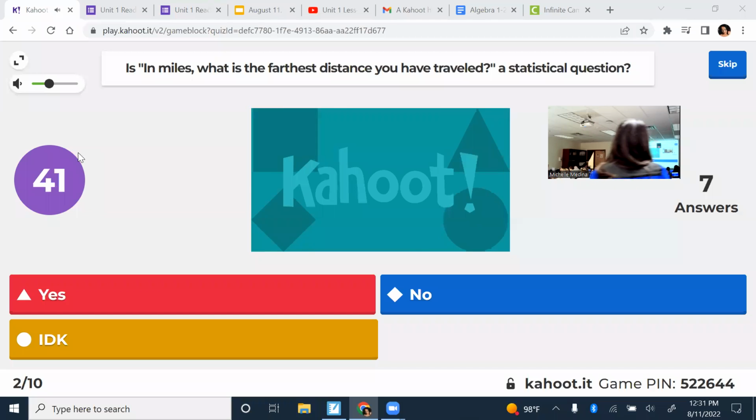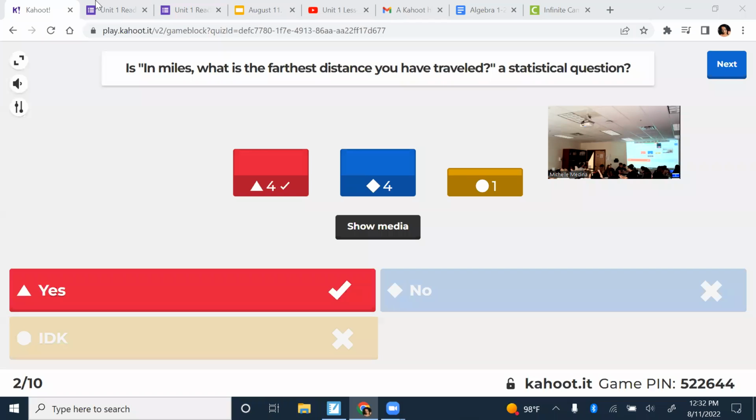Okay. So is this a statistical question? In miles, what is the farthest distance you have traveled? Yes, no, or I don't know. So how do you determine if something is statistical or not? What's the criteria for it being a statistical question? Yes, so certain words. Can you be more specific? Statistical questions have what?